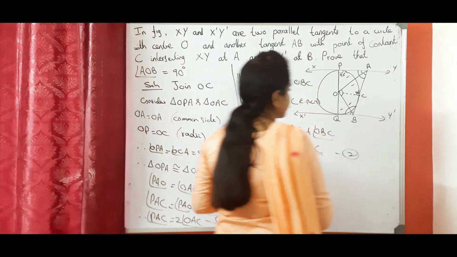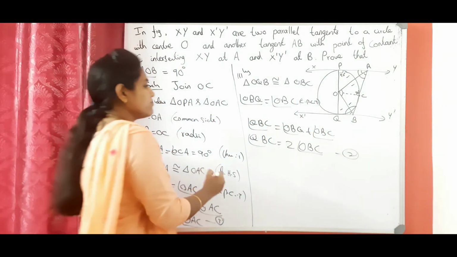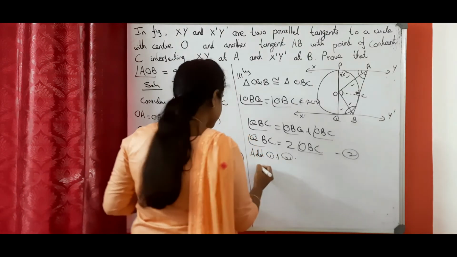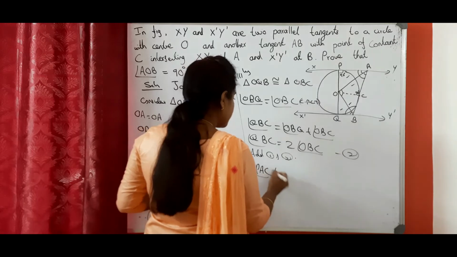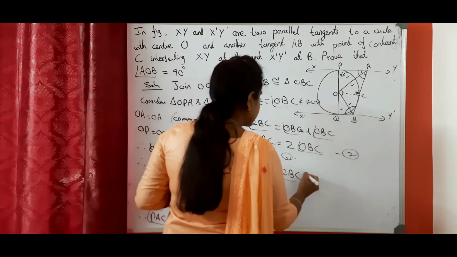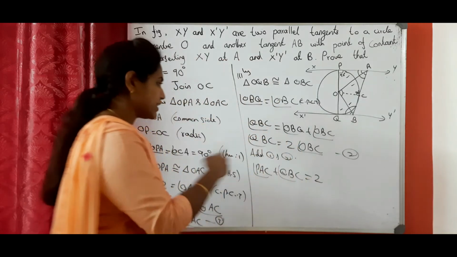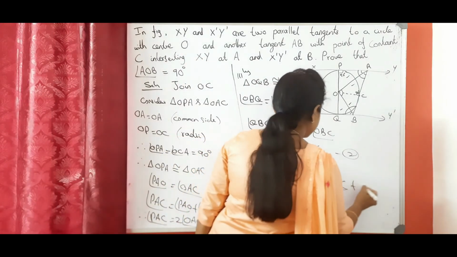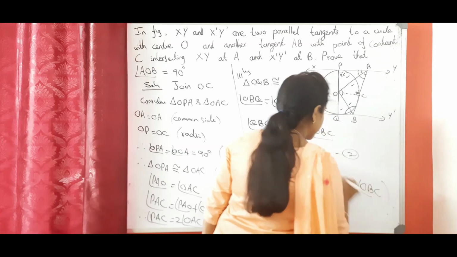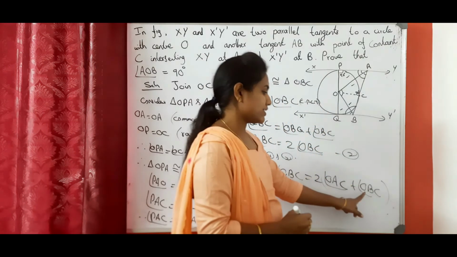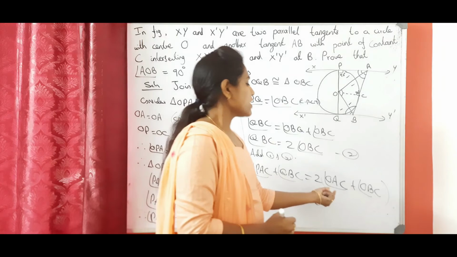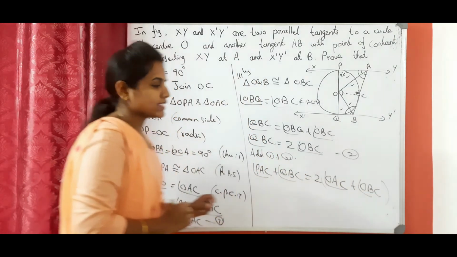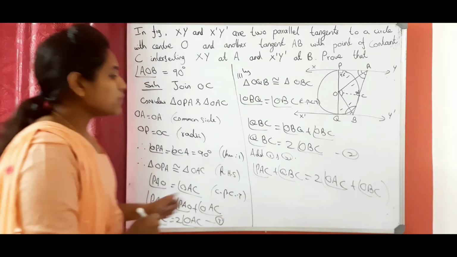Then we need to add equation 1 and 2. Add 1 and 2. We will get PAC plus QBC equals 2 times, I am taking 2 outside, the remaining is OAC plus OBC, in brackets. Here also 1, 2. I am taking the 2 outside commonly. The remaining is angle OAC plus OBC.